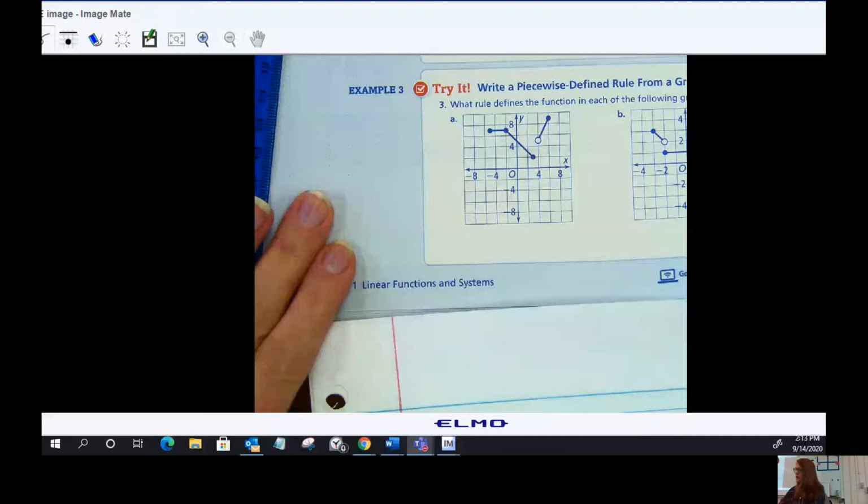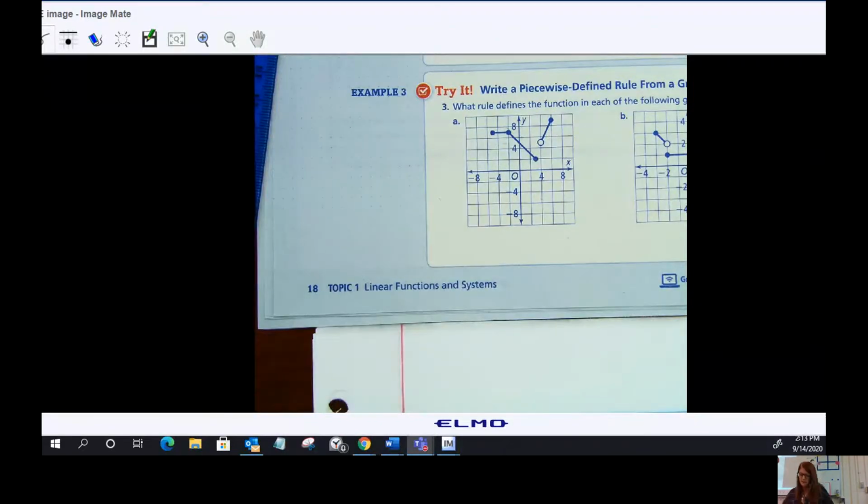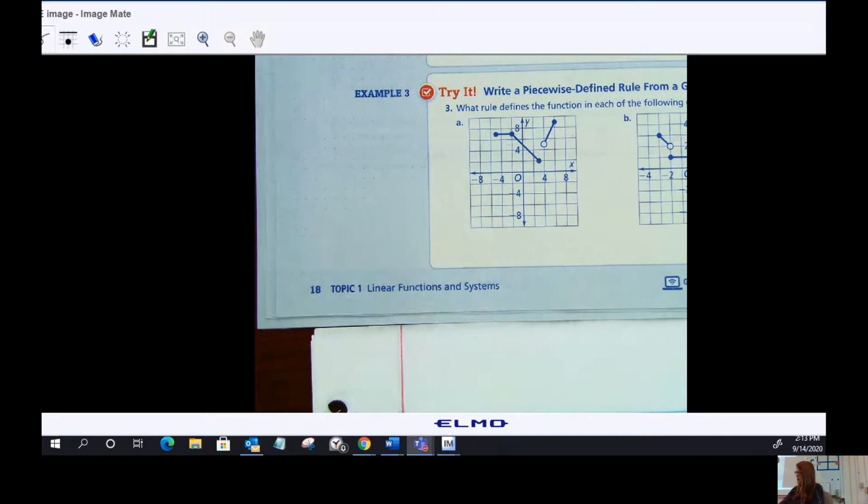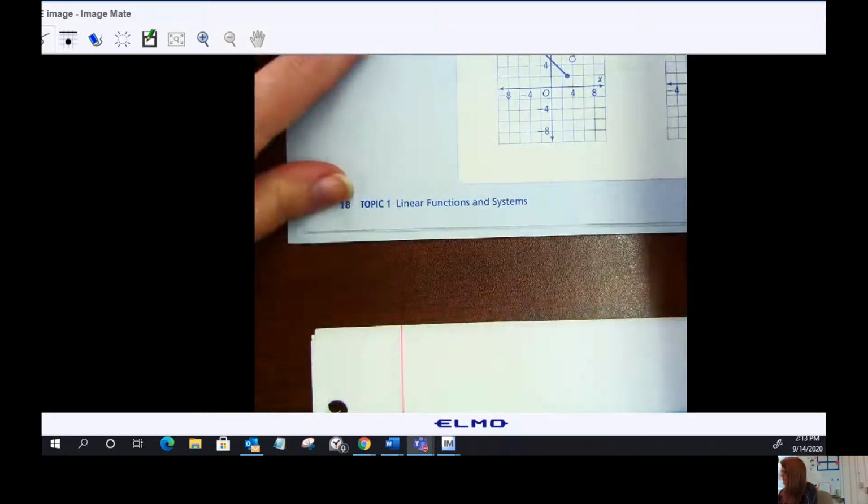We're going to take another look at example 3A. It's the Try It. It is page 18 in the companion book if you have it. And I'm going to do a lot of this work on a separate sheet of paper. So here's what we're going to do. Let me scoot this up.